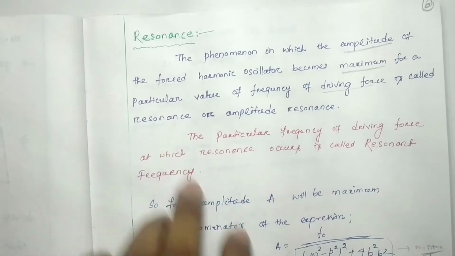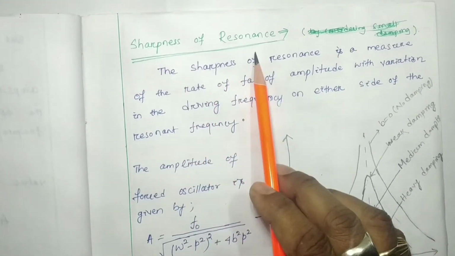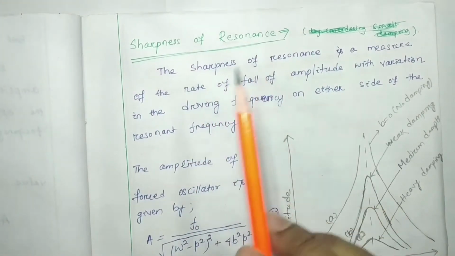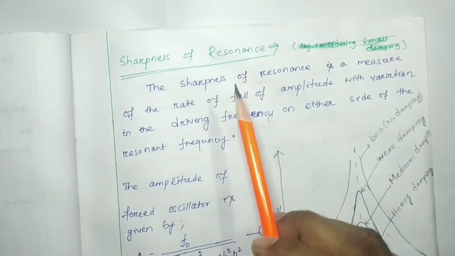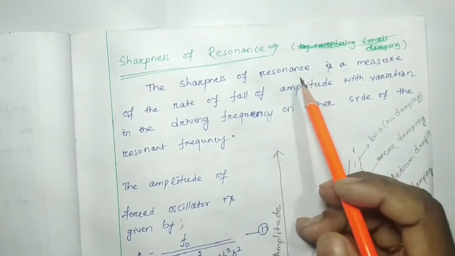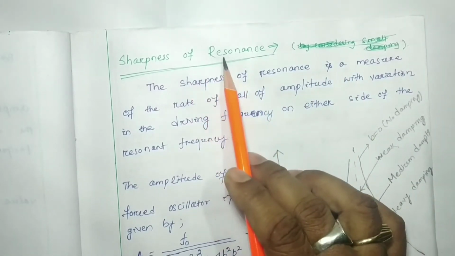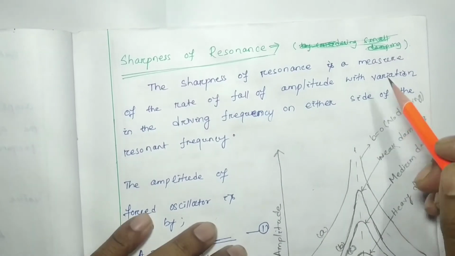So in detail we discussed resonance in our last class. Today we are going to discuss sharpness of resonance. Sharpness of resonance means the rate at which the amplitude decreases away from the resonant frequency. I am going to discuss it, you just watch.